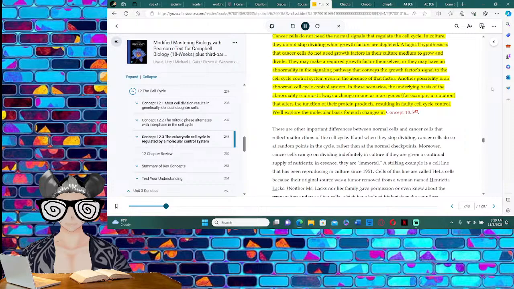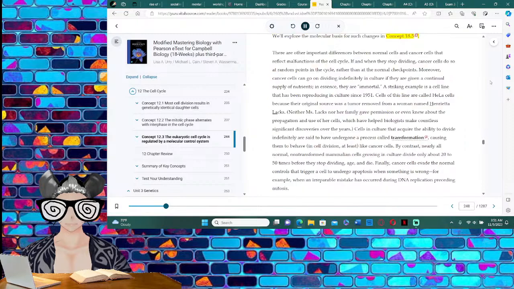Another possibility is an abnormal cell cycle control system. In these scenarios, the underlying basis of the abnormality is almost always a change in one or more genes, for example, a mutation, that alters the function of their protein products, resulting in faulty cell cycle control. We'll explore the molecular basis for such changes in Concept 18.5.